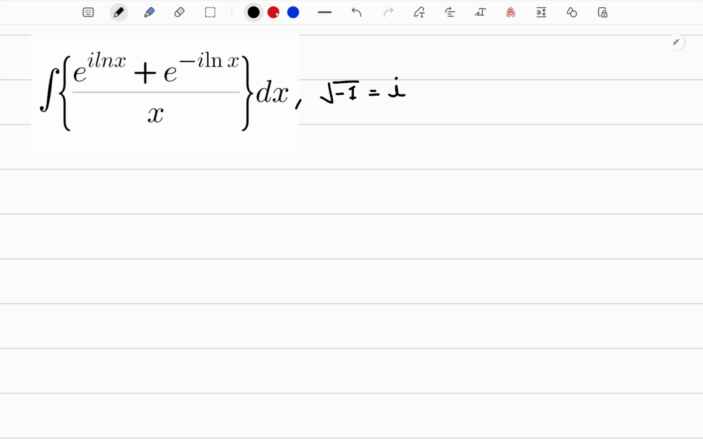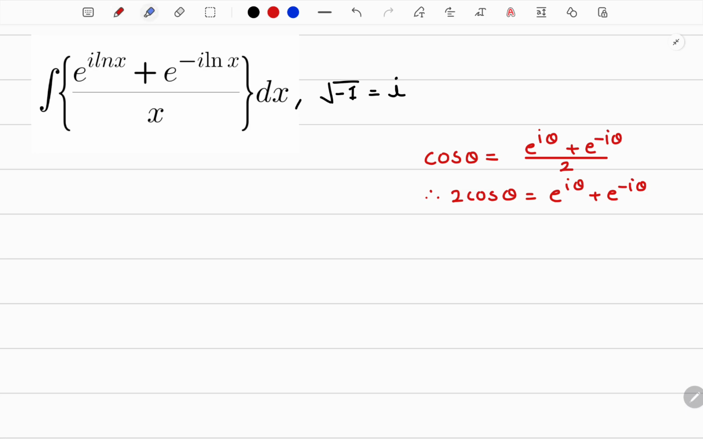And for a complex number we know one thing: cos theta equal to (e raised to i theta plus e raised to minus i theta) upon 2. So from this we can say that 2 cos theta equal to e raised to i theta plus e raised to minus i theta. So चलो हम इसे यूज़ करने वाले हैं हमारे क्वेश्चन में, ठीक है बच्चों?